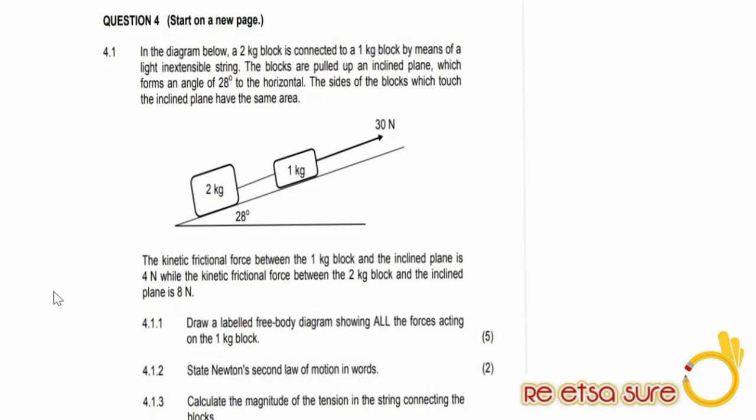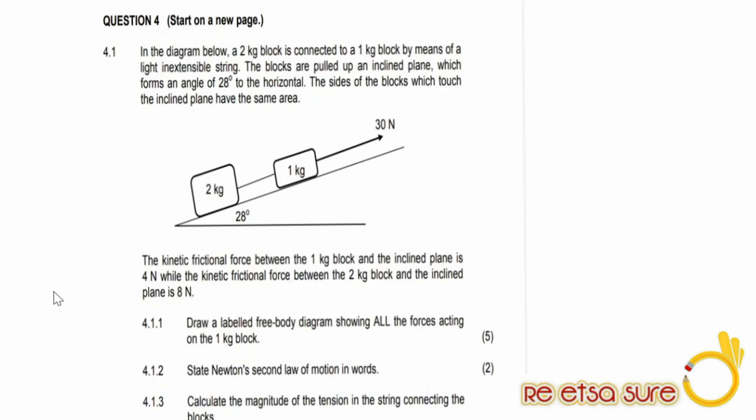Okay, so now the kinetic frictional force between the 1 kg block and the inclined plane is 4 Newton. Meaning the frictional force for the 1 kg block is 4 Newton. Please, on your notes, you can just write them down so that you can remember. The kinetic frictional force between the 1 kg block and the inclined plane is 4 Newton, while the kinetic frictional force between the 2 kg block and the incline is 8 Newton.